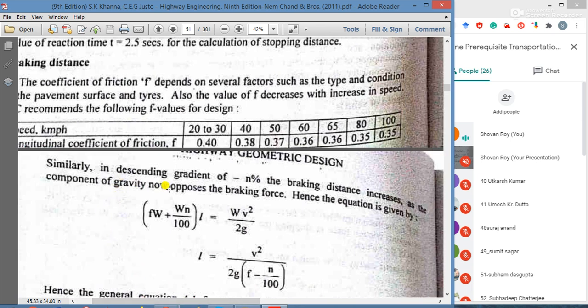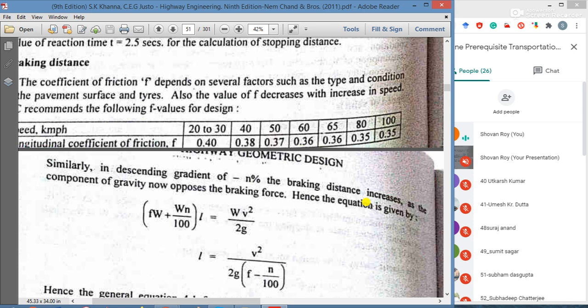Similarly, in a descending gradient of negative n%, or minus n%, the braking distance increases as a component of gravity. In a descending gradient the braking distance will increase. In an ascending gradient the braking distance will decrease. In a descending gradient or down gradient the braking distance will increase.